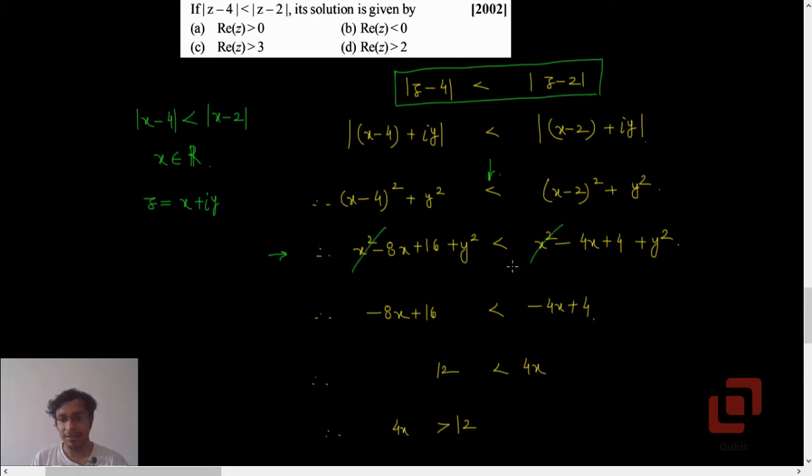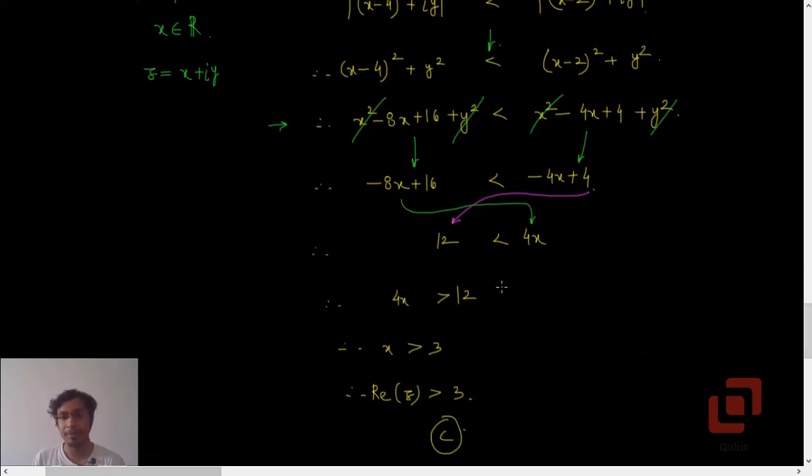We can now cancel x squared, we can cancel y squared. So we will get minus 8x plus 16 on the left hand side, minus 4x plus 4 on the right hand side. Shift minus 8x to the other side, it will become plus 8x. So 8x minus 4x is 4x. Shift 4 to the left hand side, so it will acquire a negative sign. 16 minus 4 is 12. So 12 is less than 4x, dividing both sides by 4, we will get 3 less than x. Okay, or x greater than 3.